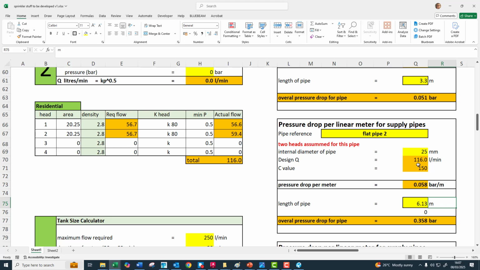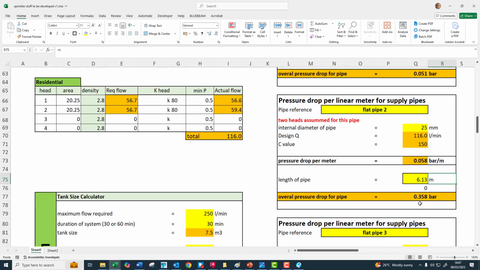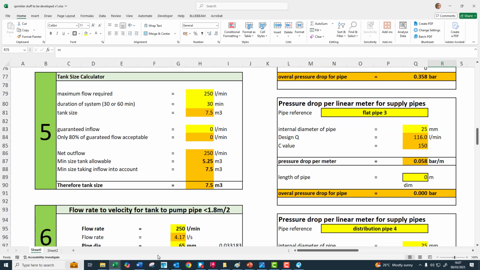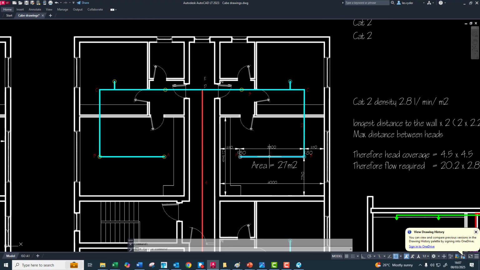So we're up to 0.358 of a bar. Okay, so now we're on to flat 3, pipe 3. Now pipe 3 is roughly again 4 meters, and it's got an elbow on there, and it's got a T there for a sprinkler head. So we've got an elbow, a T. Sorry, we've got 2 T's, a T there, and 4 meters of pipe.